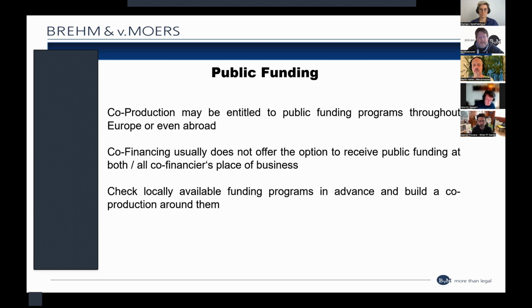And the locally available funding programs should be checked before you start the co-production, because usually, at least under European law, you will not be entitled to funding if you've already started the project. So you need to apply before you officially begin the production, and only then you're entitled to funding. That is an issue that you have in many European states.